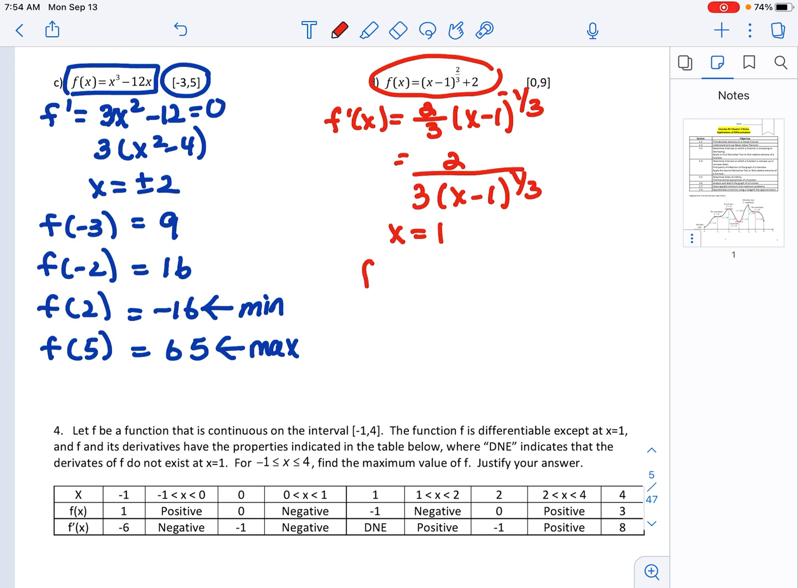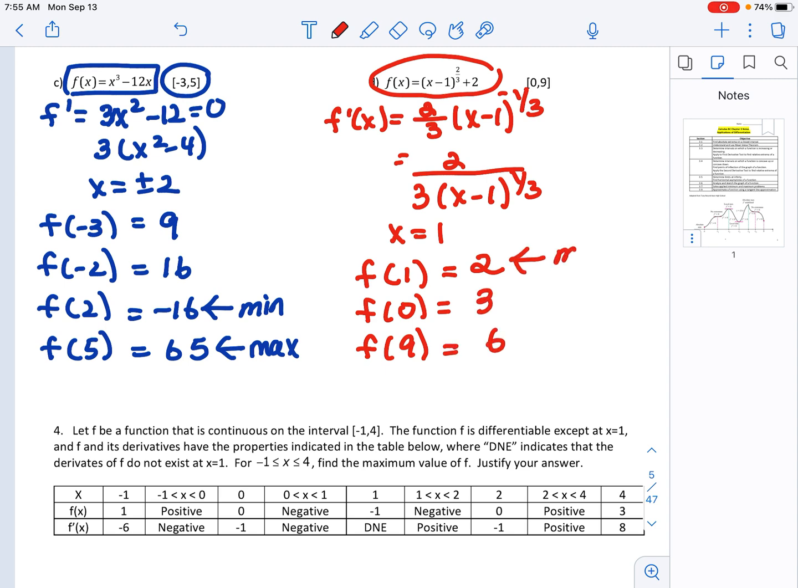So I'm going to take my endpoints and my critical numbers and plug them back into the original. So these are your only 3 possibilities for maxes or mins, absolute, on the original. If I plug this into the original, you get a y value of 2. This is going to give me 3. This is going to give me 6.